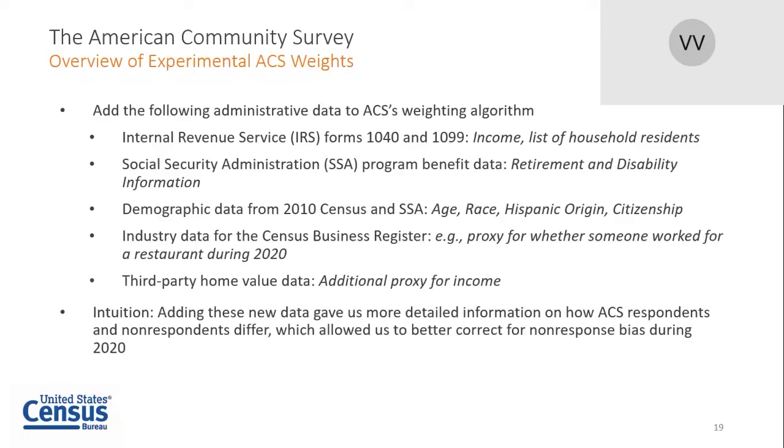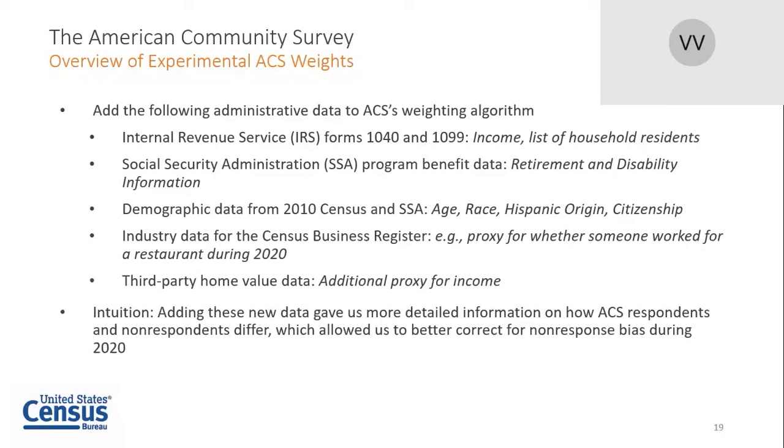Some of our primary data sets come from the Internal Revenue Service Forms 1040 and Forms 1099, which includes W-2s. That gives us lots of valuable data on income for the U.S. population, but also provides some demographics such as list of household residents and presence of children, and through filing status also gives a proxy for marital status. We also use data from the Social Security Administration, their program benefit data. That gives us info on retirement and disability benefits.